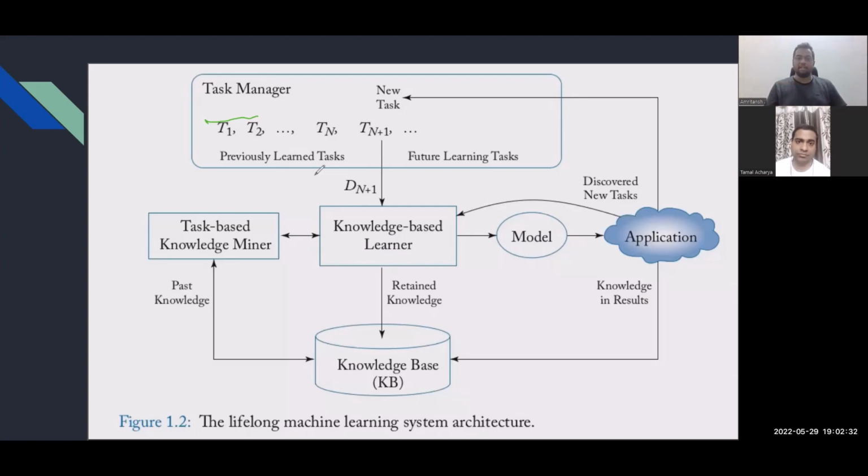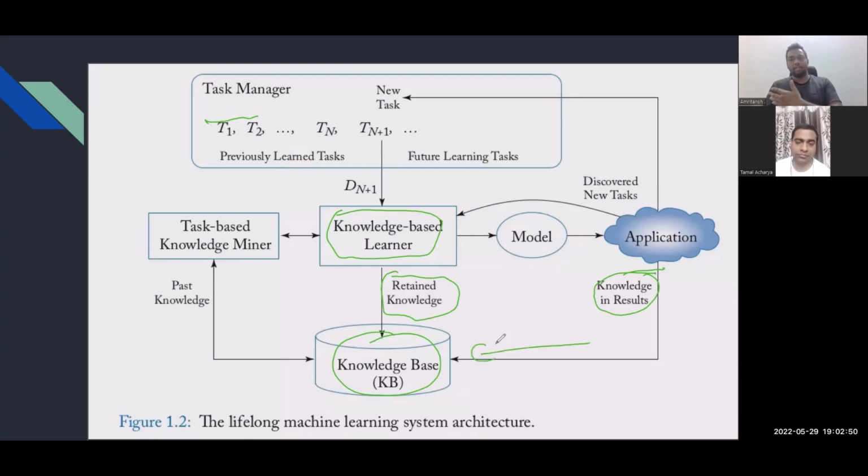Then we have this idea of the knowledge-based learner. The knowledge-based learner plus the knowledge base is really important, because these things ensure that knowledge is retained and then utilized. Now, with the application, we can maintain knowledge in results. So whatever results we get, that is also updated.